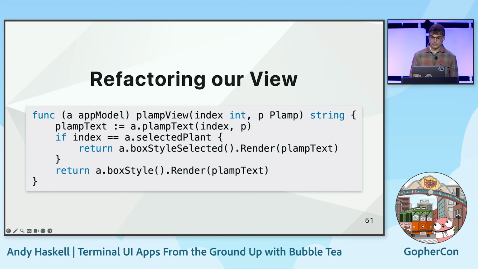Second, in our plant view method, it now looks like this. The way we use a style is we pass a string that we want to format into the style's render method, and then that returns a string with all the style applied to it. So here, if our plant is selected, we render it with box style selected. Otherwise, we render it with just plain old box style.